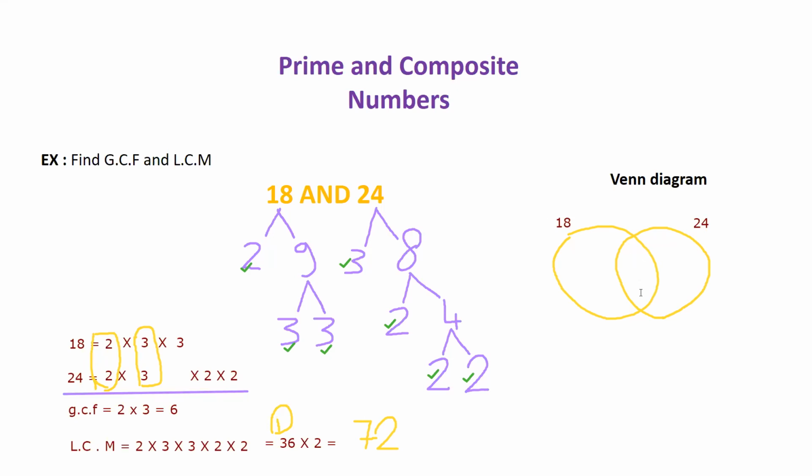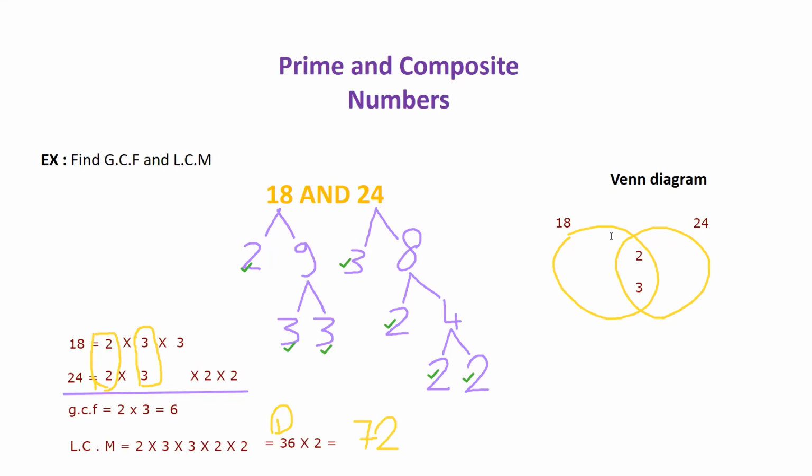And in this intersection part, what do we put? We put the GCF, or the common numbers that are here and here. So we have 2 times 3, or 2 and 3. So put 2 and 3 in the middle. So this is the GCF.